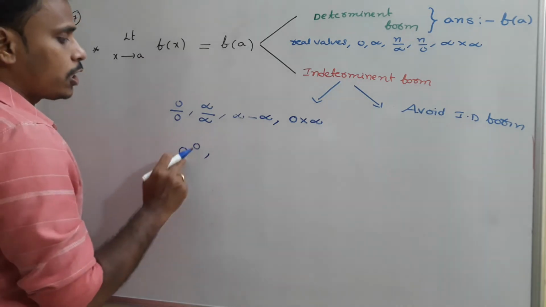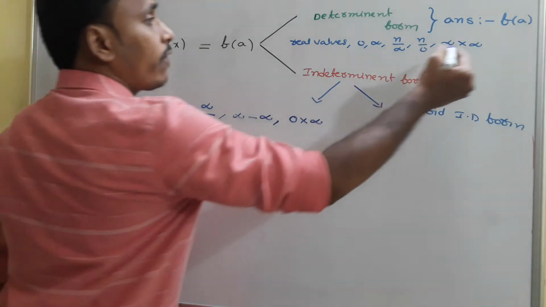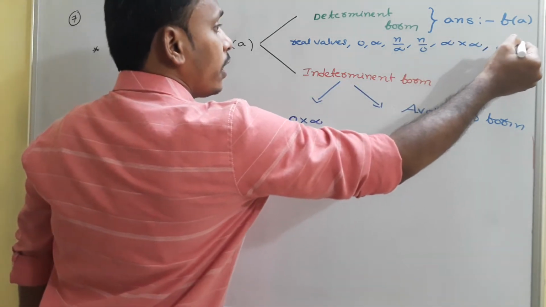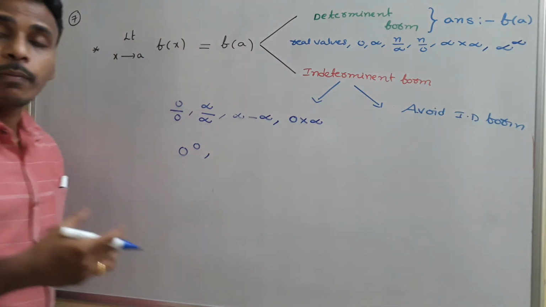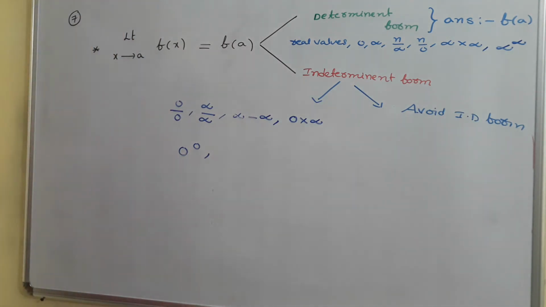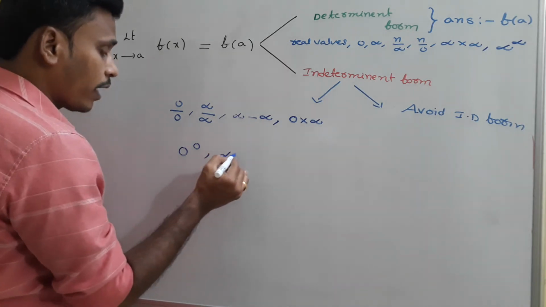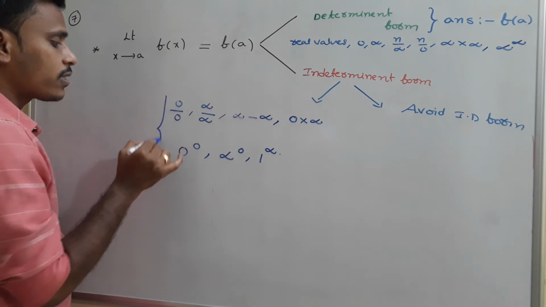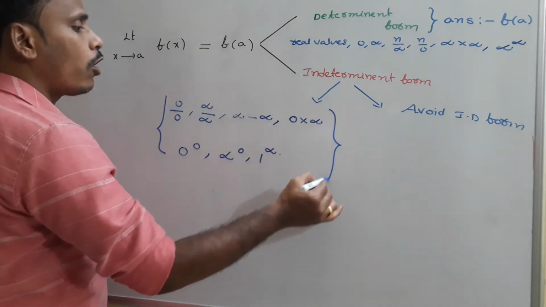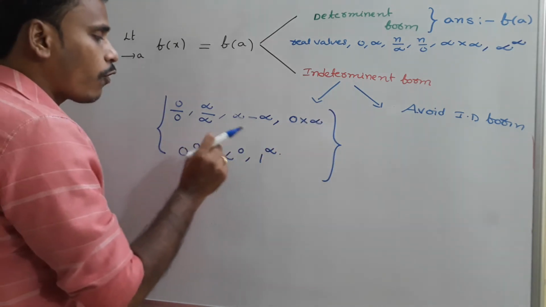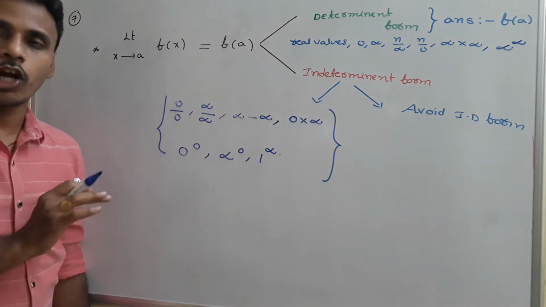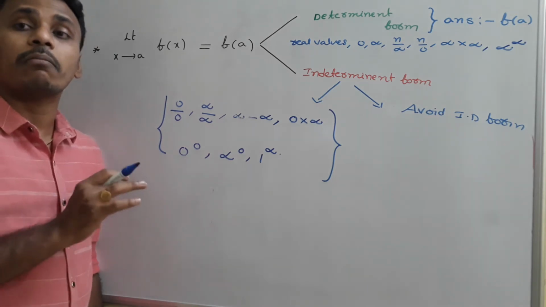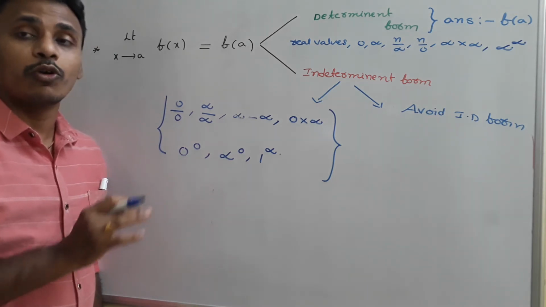0 power 0 is indeterminate, whereas infinity power infinity is determinate only. Infinity power infinity is very, very large. Its power infinity is also very large. 0 power 0, infinity power 0, 1 power infinity, all these are indeterminate forms. Okay? These forms are not defined in mathematics. Not only in mathematics, these forms are meaningless. Nobody knows about these forms.